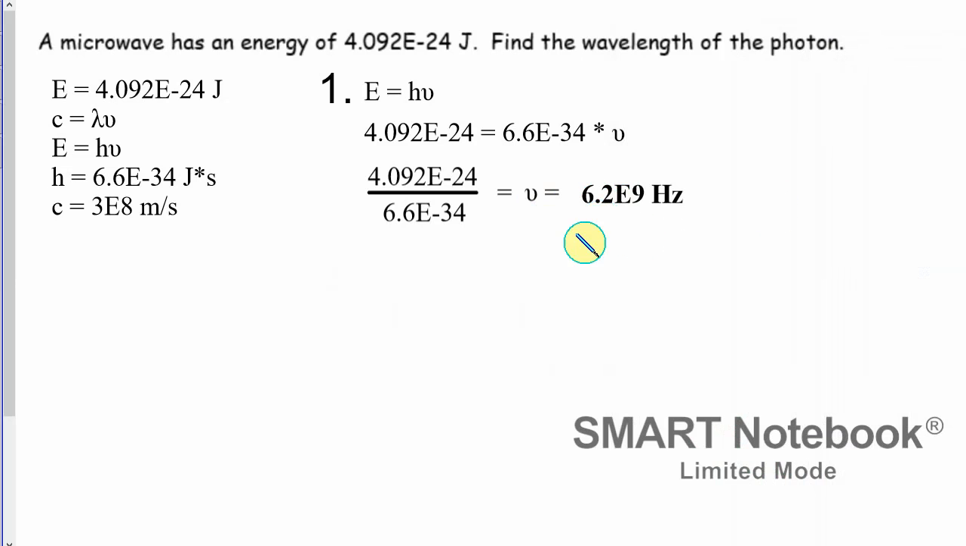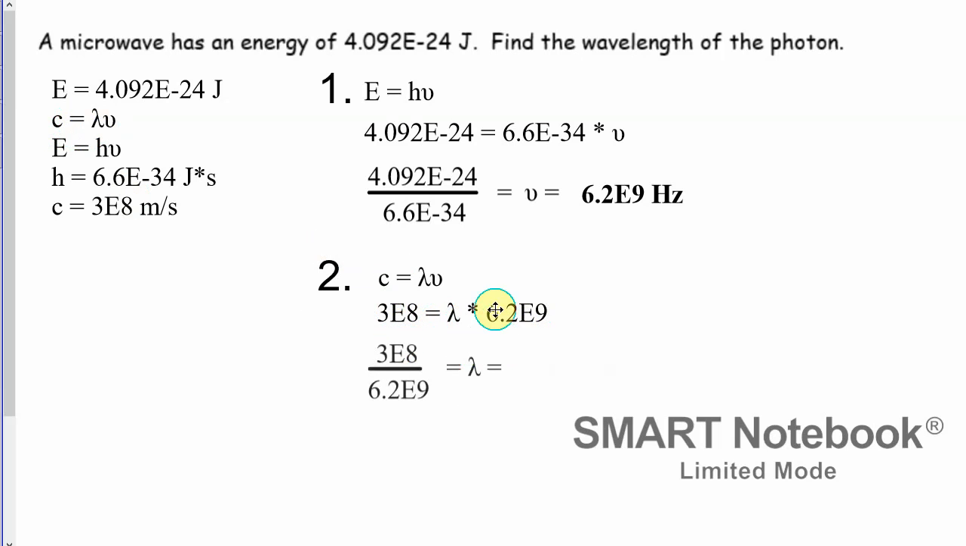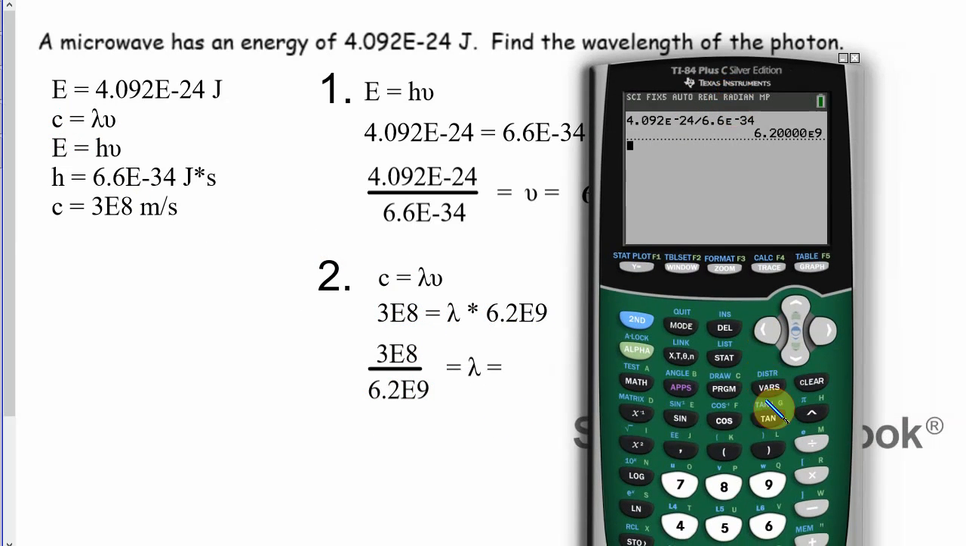Well, now that I know the frequency, I can use c equals lambda nu, and I can figure out what the wavelength is. So the second step here, I'm going to use c equals lambda nu. I know the speed of light is 3 times 10 to the 8th meters per second, and that equals the wavelength in meters times the frequency in hertz. And so I'm going to have to divide 3 times 10 to the 8th by the frequency, 6.2 E9.